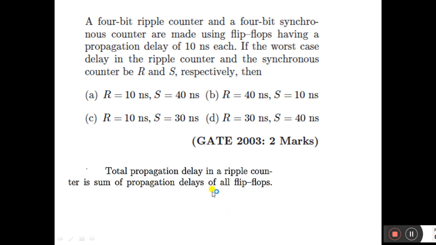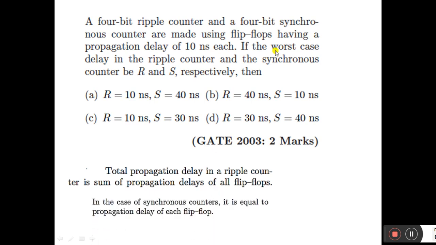And if I want to check the second case, for the 4-bit synchronous counter, the delay is equal to the propagation delay of one flip-flop. It is the same for all the flip-flops, so the delay is 10 nanosecond. So R equal to 40 nanosecond for the ripple counter, and for the synchronous counter it is only 10 because it is equal. So from this, option B is the correct one.